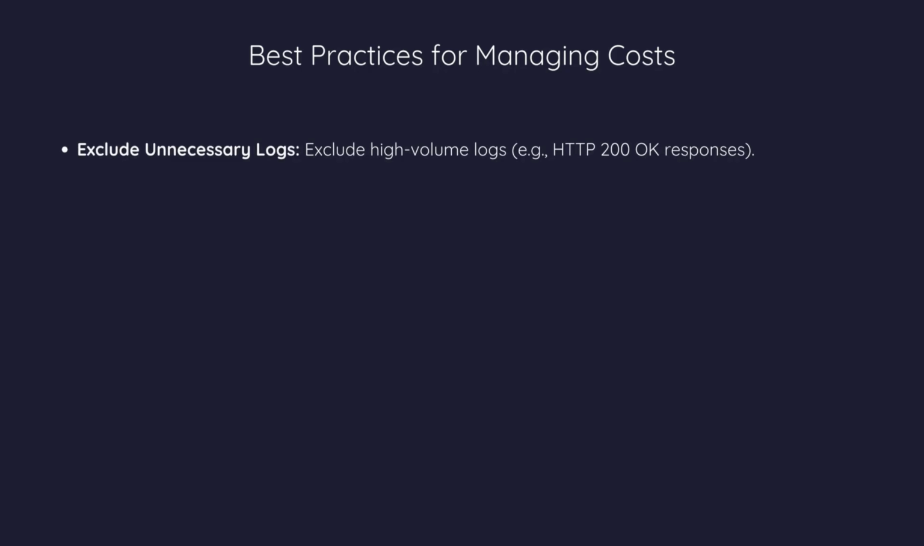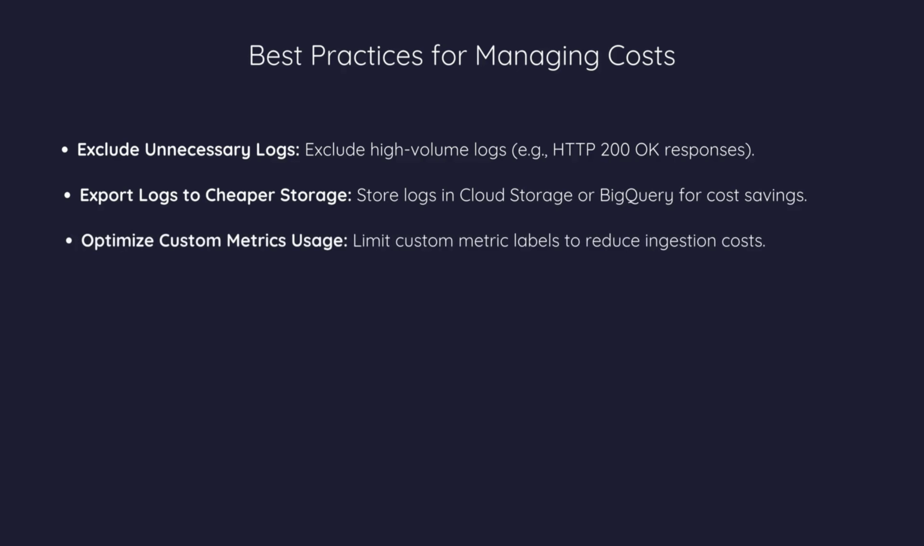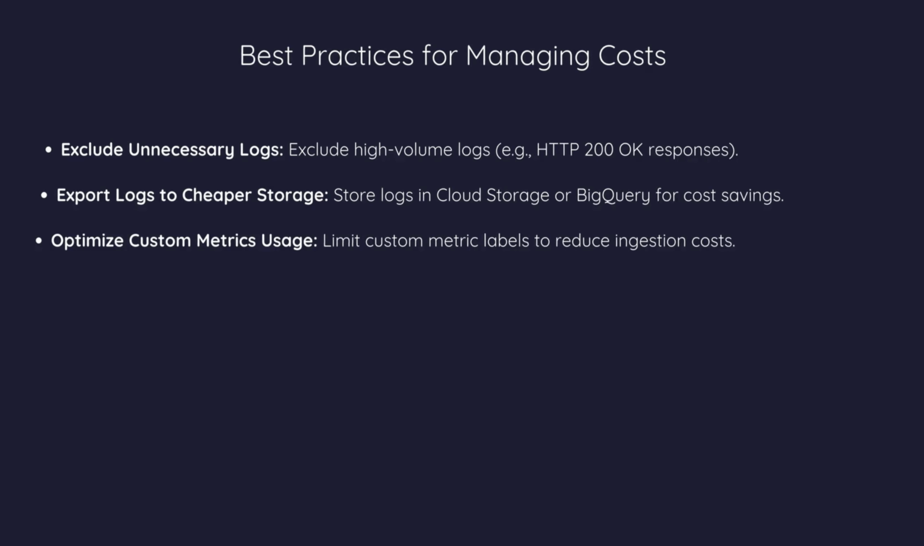Exclude unnecessary logs. Exclude high-volume logs, e.g. HTTP 200 OK responses. Export logs to cheaper storage. Store logs in cloud storage or BigQuery for cost savings. Optimize custom metrics usage. Limit custom metric labels to reduce ingestion costs. Let's look into an example.